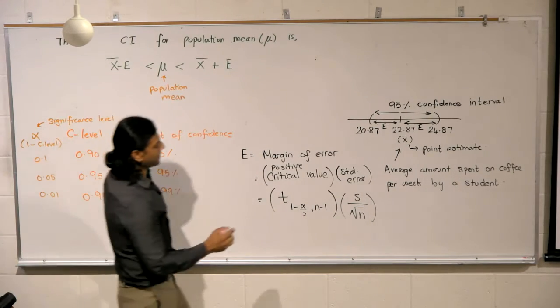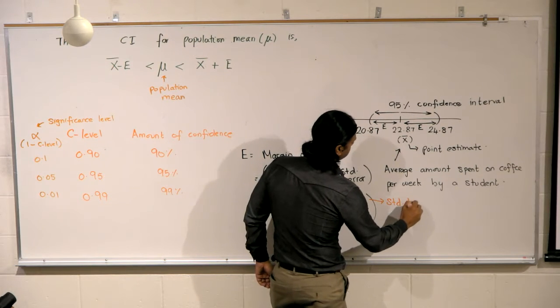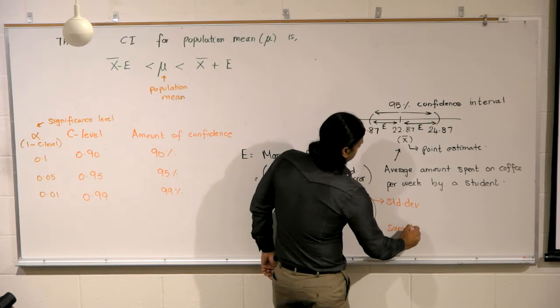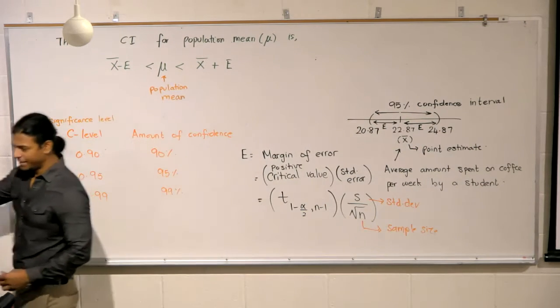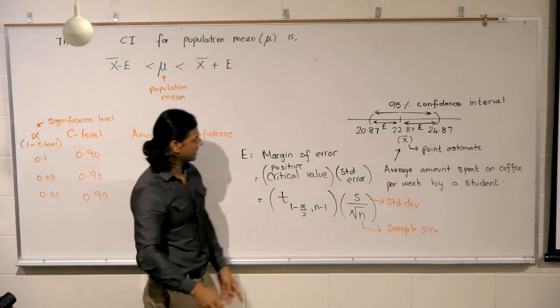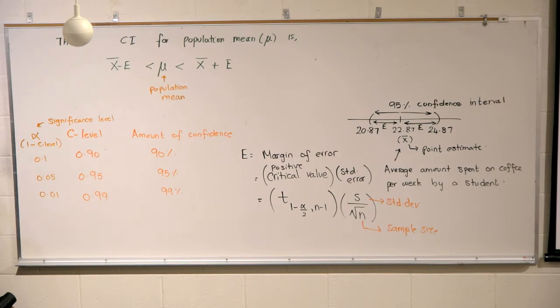S is the standard deviation. N is the sample size. We know how to use one variable statistics in the calculator, but in the sample, it is going to give us the mean, the standard deviation, the sample size, all of that stuff. I can get it easily. But got to find the critical value.